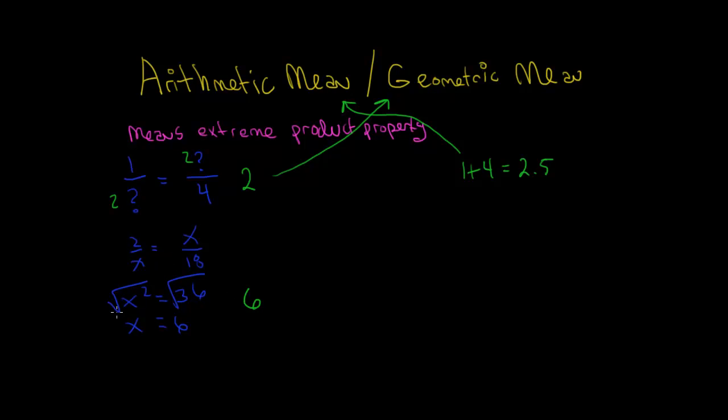Now if I do the arithmetic mean here, which is 2 plus 18, I get 20, and 20 divided by 2 gives me 10, whereas the geometric mean was 6. The first example was 2.5 for the arithmetic mean.